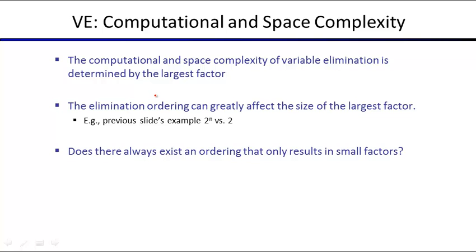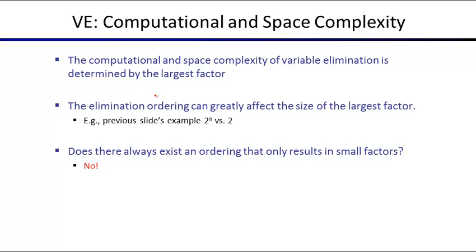Does there always exist an ordering that only results in small factors? Sadly, the answer is no. So you could try all k factorial orderings, and you could end up finding that there is no ordering that gives you less than, let's say, k minus 2 variables in one factor or something like that, which would be pretty bad. So that's the bad news, and we'll see a proof for that next lecture.